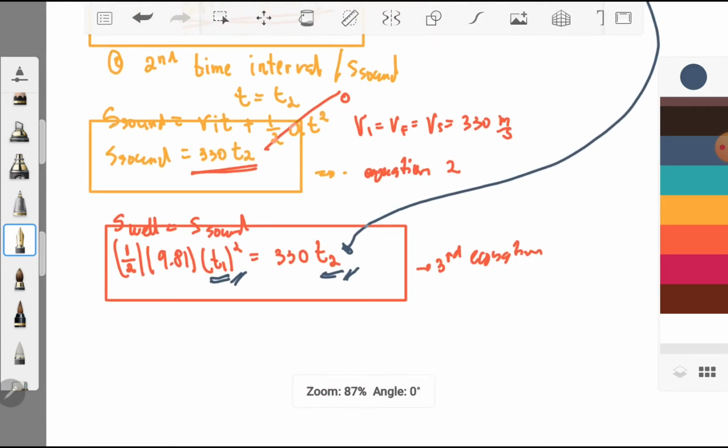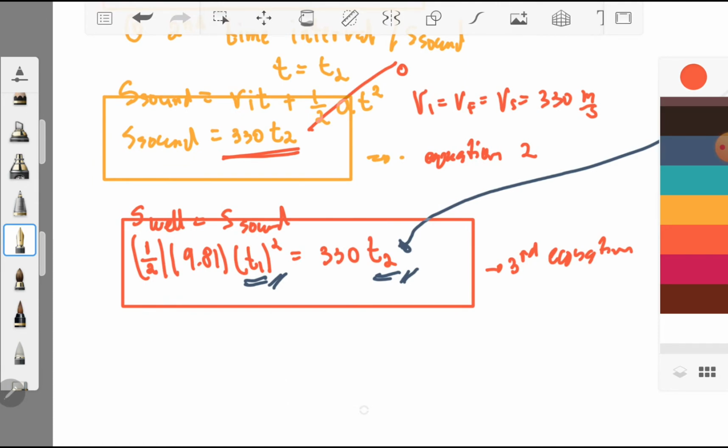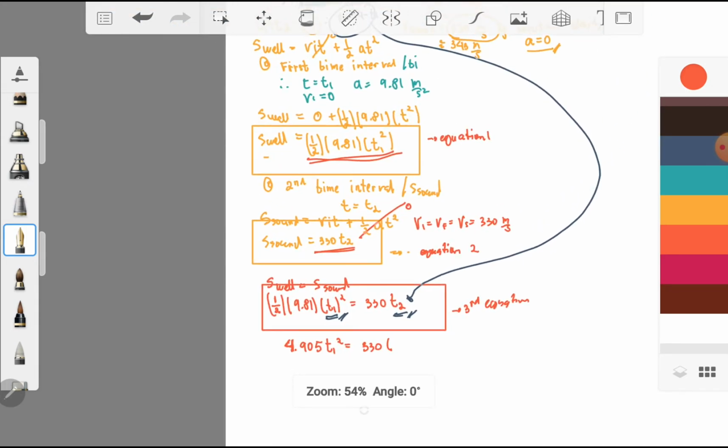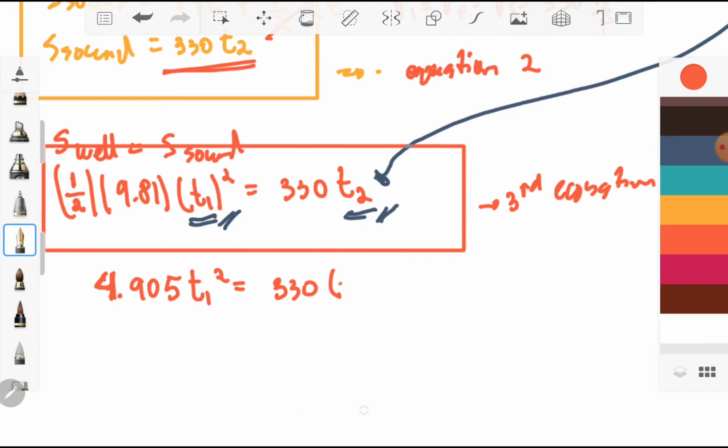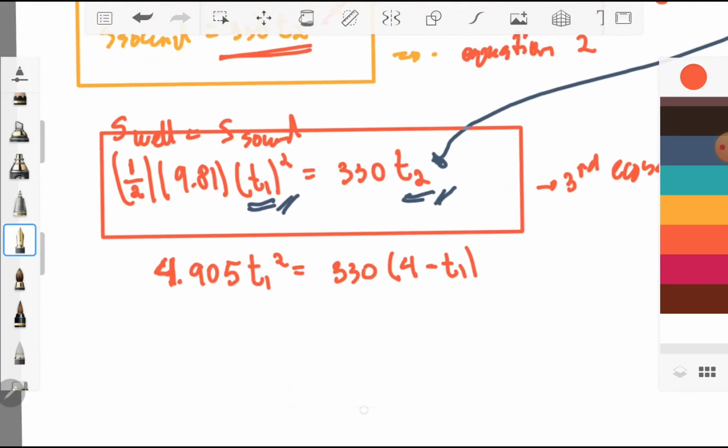Okay? So we'll have then a value equal to 1 half multiplied by 9.81, which is positive 4.905, times T1 squared, which is equal to 330 multiplied by T2, wherein our T2 is equal to 4 less T1. So considering this, we will have a value equal to 4.905 T1 squared, which is equal to 330 multiplied by 4, which is 1320, less 330 T1. So this is a quadratic equation.